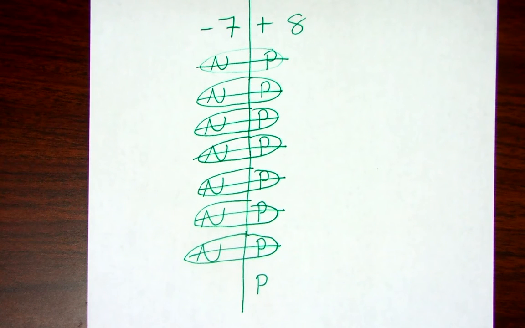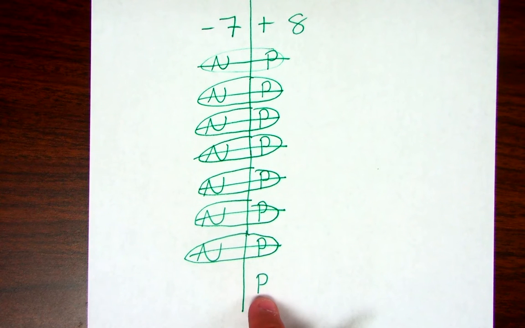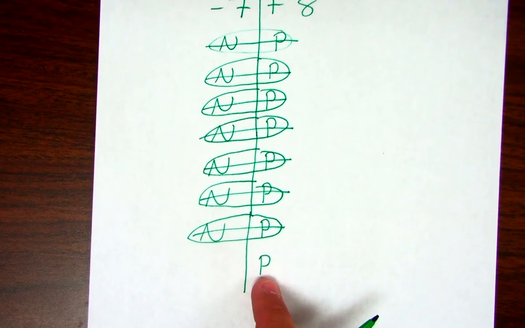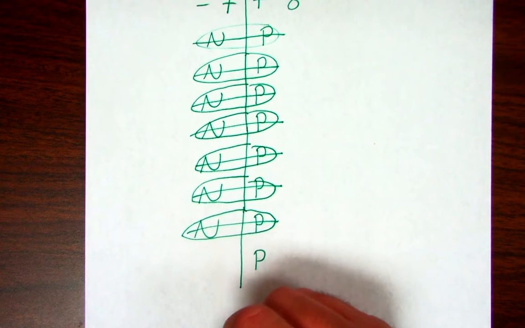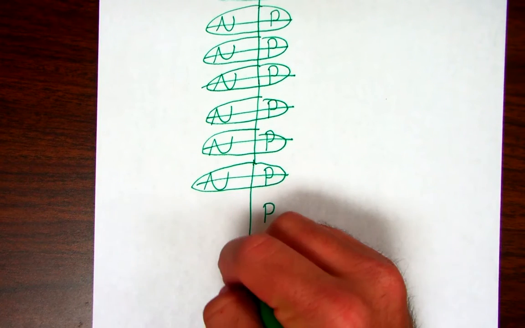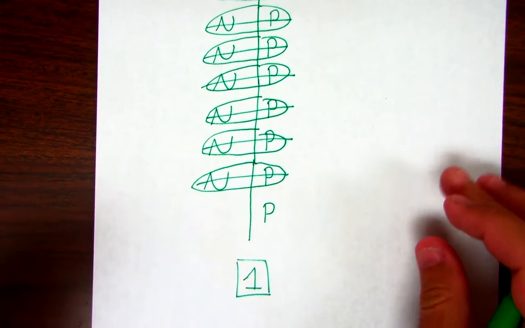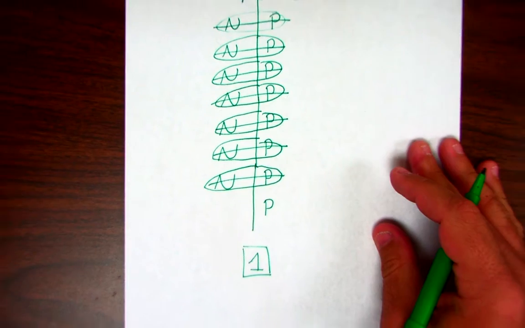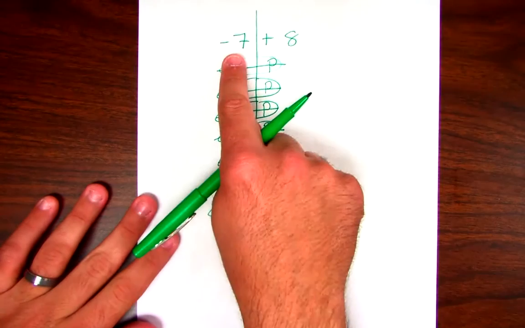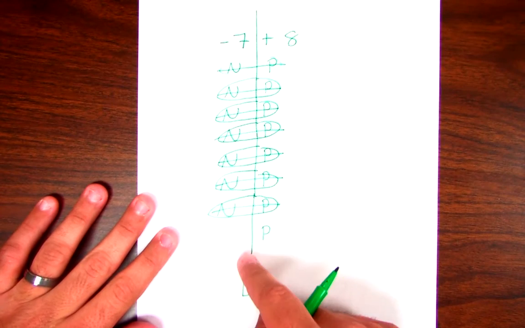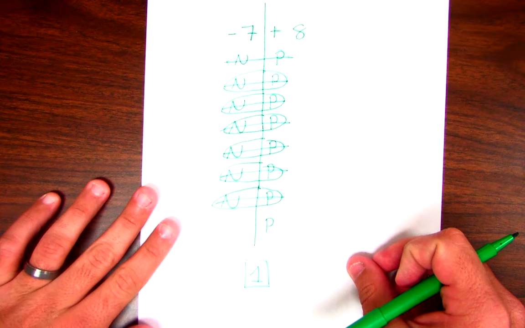Well, what do I have left over? I have one person with a positive attitude. So your answer here is just a positive 1. So -7 increased by 8 would give you a positive 1.